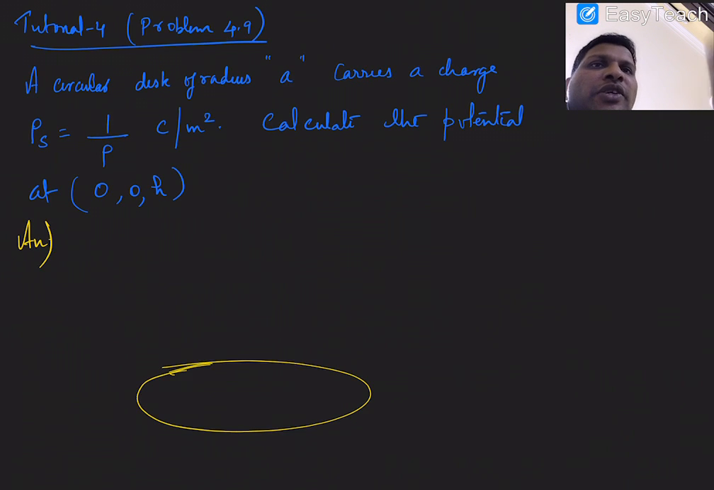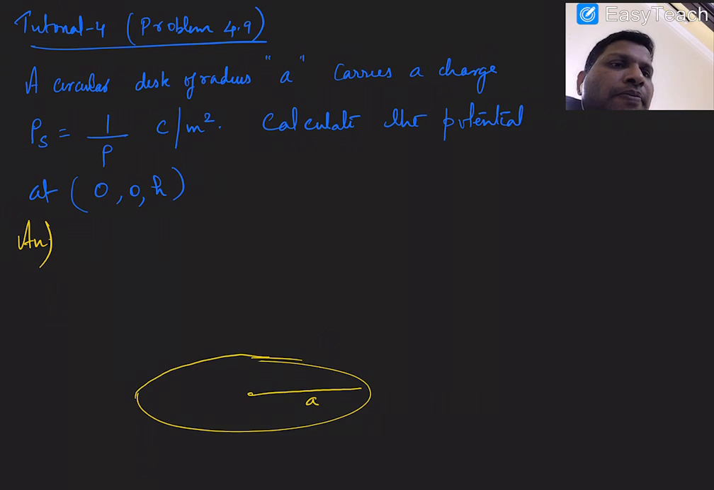Okay, this is the circular disc, and the circular disc is having the radius A. This is the radius A. So the radius is equal to A, and it carries the charge of 1 over rho coulomb per meter square.